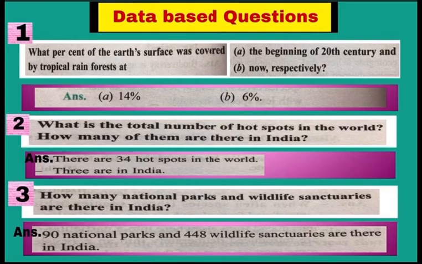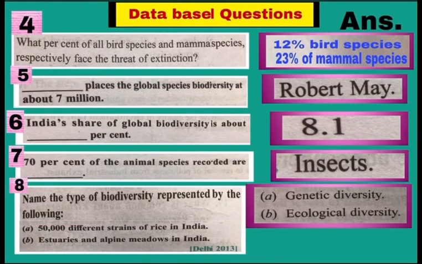Question number 3. How many national parks and wildlife sanctuaries are there in India? 90 national parks and 448 wildlife sanctuaries are there in India. Question number 4. What percentage of all bird species and mammal species respectively face the threat of extinction? 12% of total bird species and 23% of total mammal species are facing the threat of extinction.